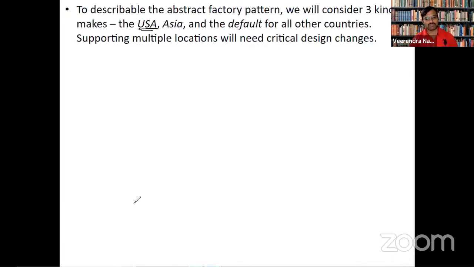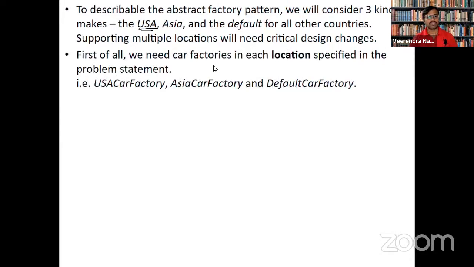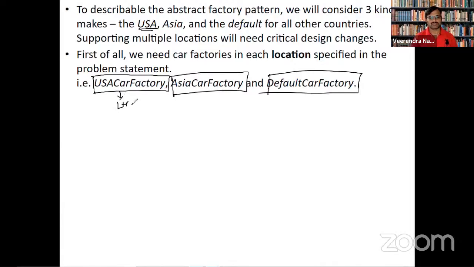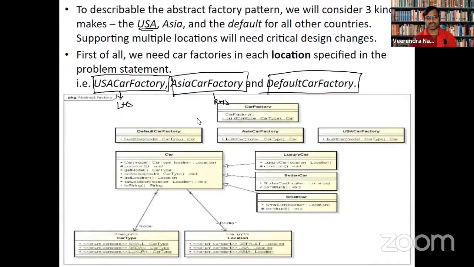Whenever we are talking about making it in other countries, like USA car factory, Asia, what we are doing is making that car factory into three different things: USA car factory, Asia car factory, and default car factory. US means again LHS, Asia means again RHS, and default means maybe you are looking into another option, maybe not the middle, of course. That is how we are going to deal with it.